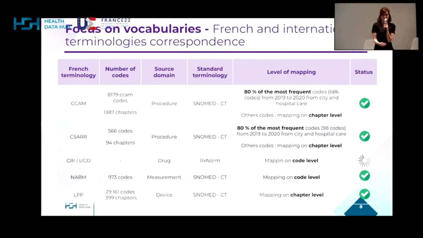And as Axel asked before in the presentation, whether we have a mapping between CIP UCD codes, the codes used for drugs, onto RxNorm, the codes used for drugs in the OMOP common data model database, it's a job we will need to do, because for now, nothing was done.